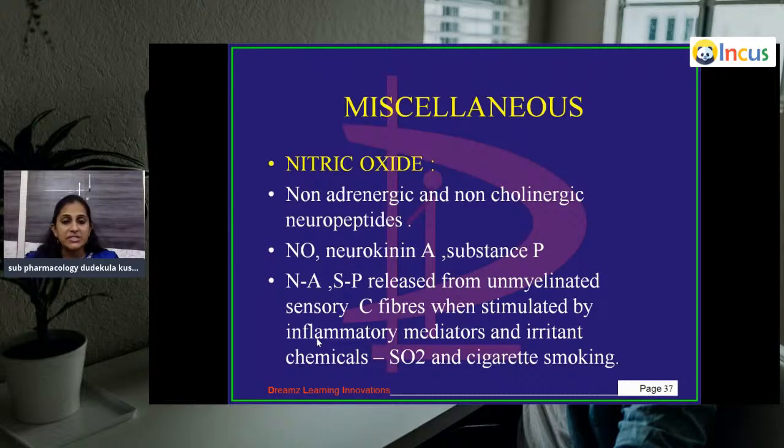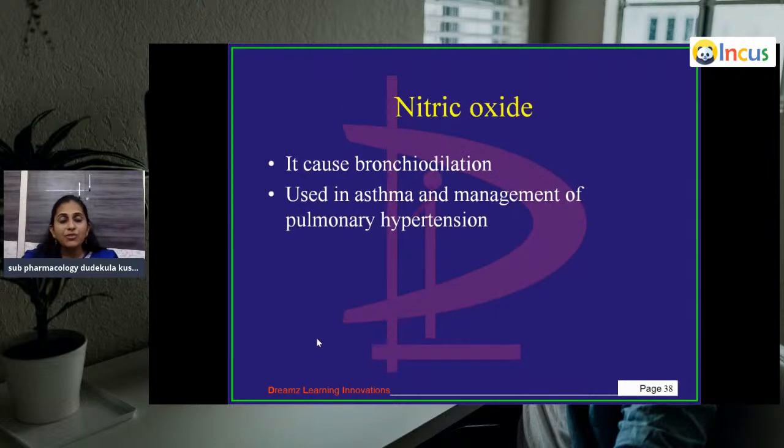Neurokinin A and substance P are released from unmyelinated sensory C fibers when stimulated by inflammatory mediators and irritant chemicals like SO2 and cigarette smoking. The main action of nitric oxide is that it causes bronchodilation. It is used in asthma and also in the management of pulmonary hypertension. So nitric oxide will be dealt with completely later.